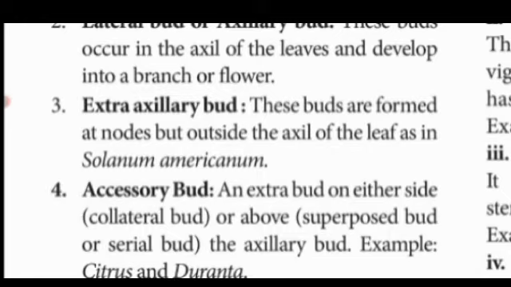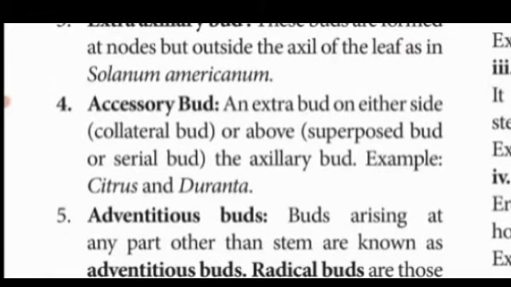Axil of the leaf means the angle between the stem and the leaf petiole, the leaf base, is called the axil. So if the bud develops outside the axil region of the leaf, it is called an extra axillary bud. Accessory bud, an extra bud on either side or above the axillary bud. Sometimes the extra buds developed on both sides of the axillary bud are called accessory buds. They are seen in citrus and duranta.